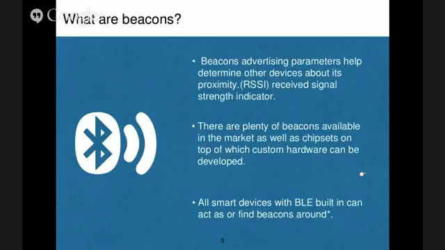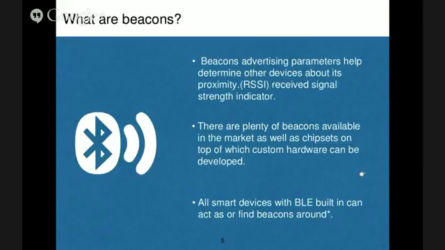The first point, beacons advertising parameters help determine other devices about its proximity. Whenever a beacon transmits these three parameters, along with them the transmission power which the beacon is transmitting with is received by the user or a smart device. That is generally measured in the RSSI. RSSI is basically received signal strength indicator.